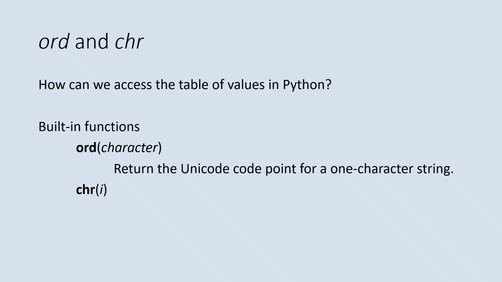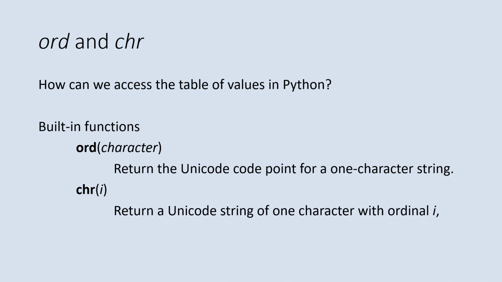Then the character function takes as input a number, and the docstring for that says return a Unicode string of one character with ordinal I. So again, this is an integer value, or it can be written in hexadecimal, but you give the number and get back the character, right? You get back what that thing corresponds to.